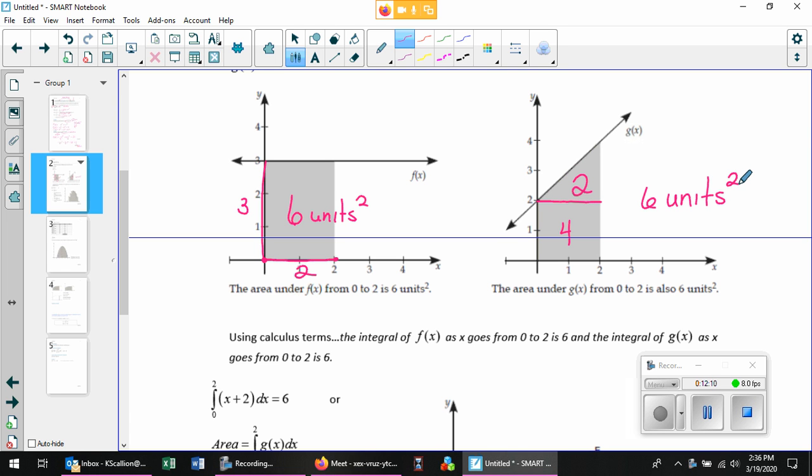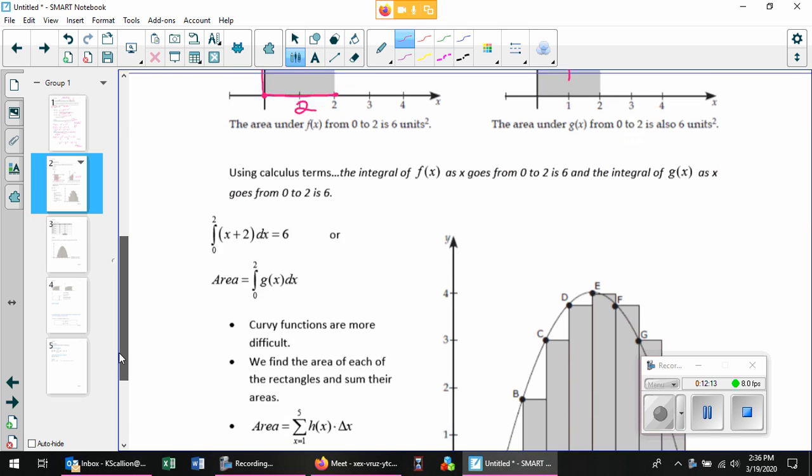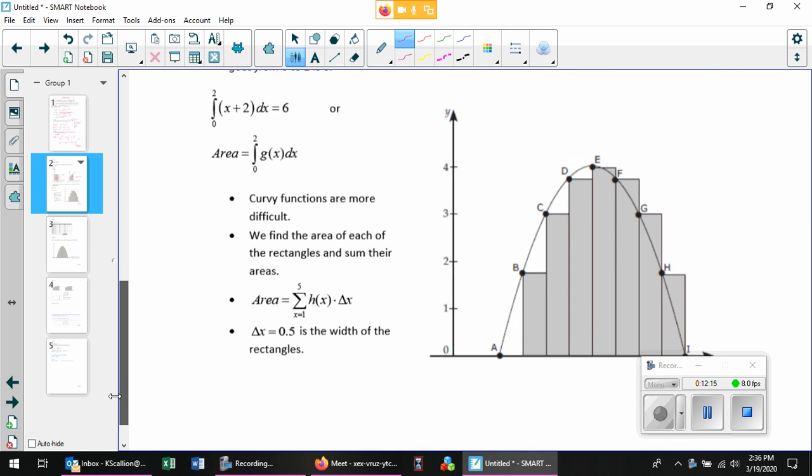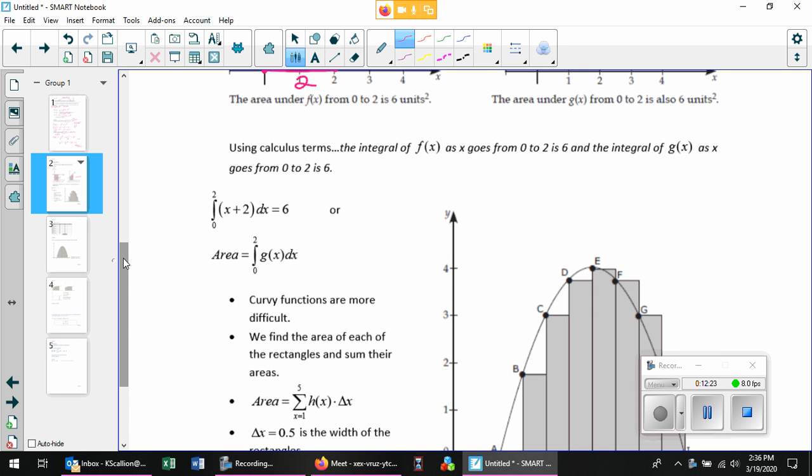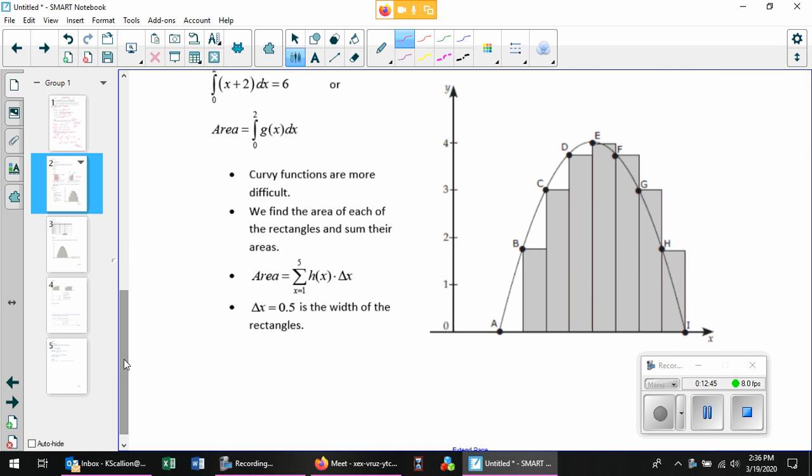So when it gets to a curve, like in the next one, all of a sudden, it doesn't work out as nicely. So the idea is that integration does this. It takes the area of these rectangles and it approximates an area. Now, the smaller or the narrower the rectangles are, the more accurate of an approximation. You've done this with limits, right? The smaller that distance is of h, the better we're going to be able to predict. Okay, so curving functions are more difficult.